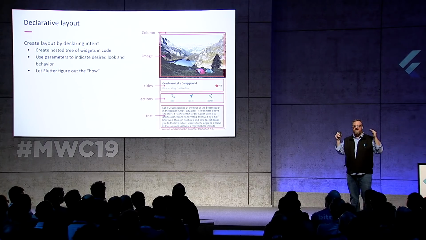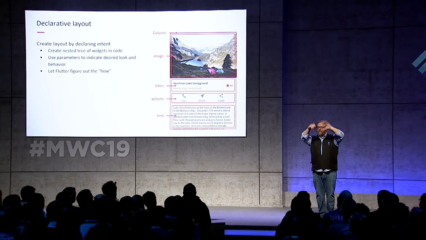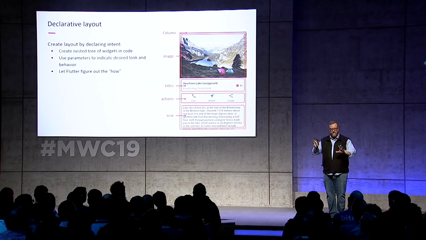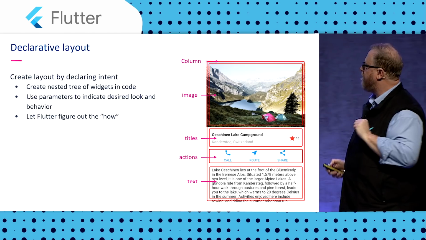Okay? With a declarative layout, what you do is you say, hey, I've got a parent widget, and I've got some child widgets, and I'll tell you how much space they need and what their layout constraints are, and then you figure it out. Right? That's what we want from Flutter. We want Flutter to figure it out. So we declare our intent, and Flutter does all of that offsets and all those positions for us.